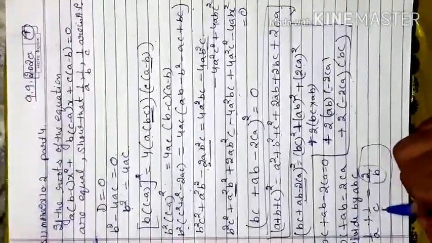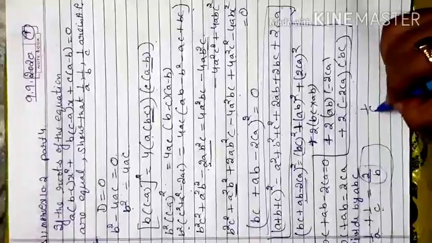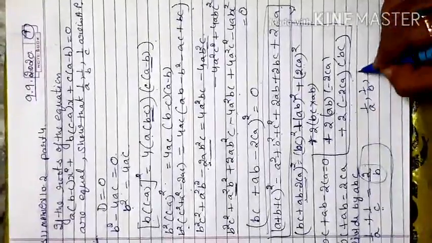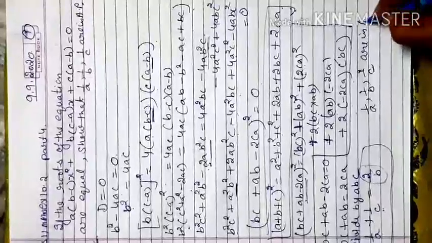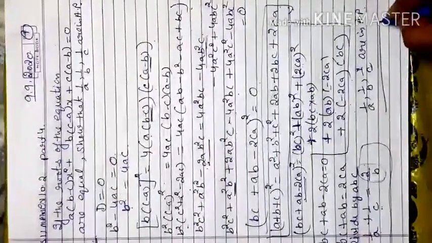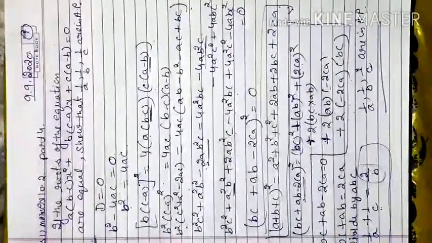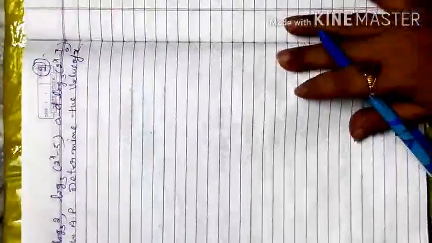If this condition is true, we can say that 1 by a, 1 by b, 1 by c are in AP. So hence it is proof that 1 by a, 1 by b and 1 by c are in AP. Now next question is a log question.